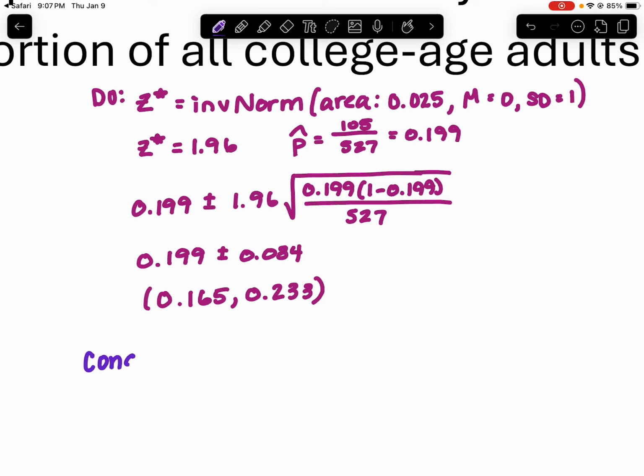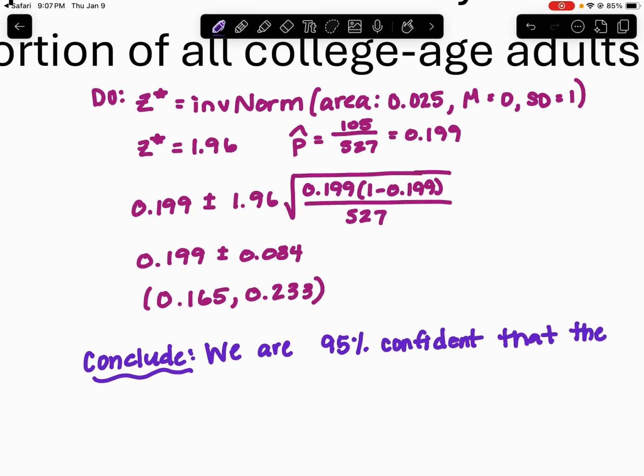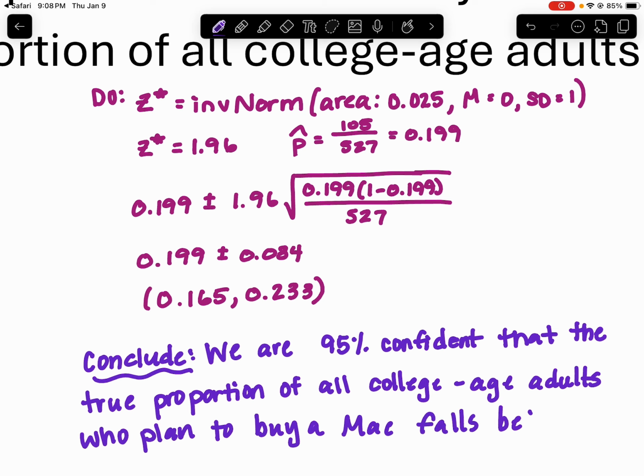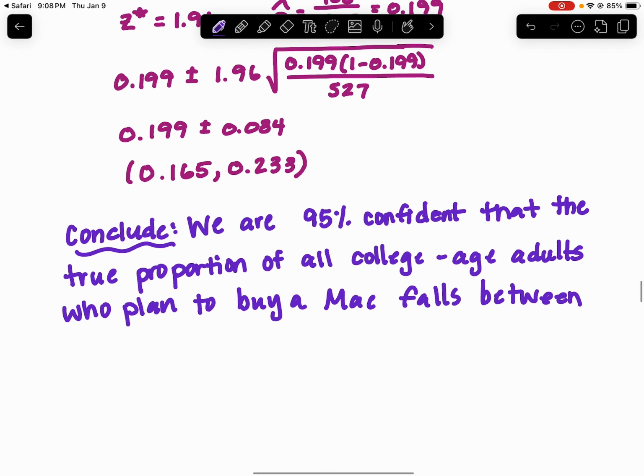All right, so last part is conclude. So we are 95% confident that the true proportion of all college age adults who plan to buy a Mac falls between, and then we can list our confidence interval, which is 0.165 to 0.233.